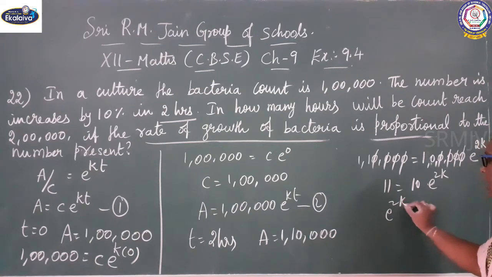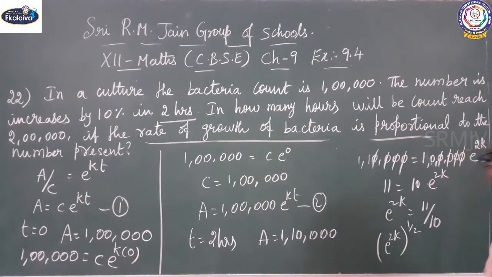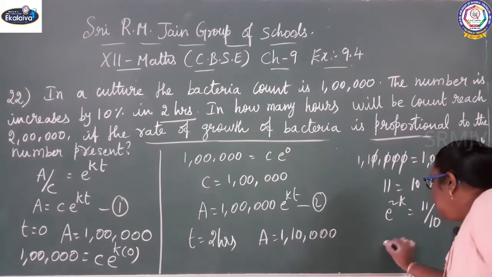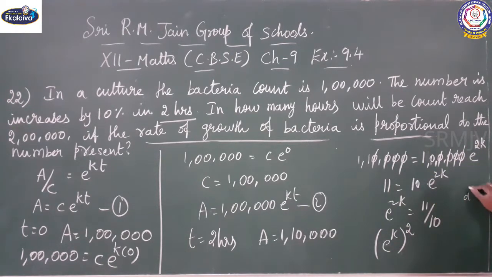E power 2k equal to 11 by 10. E power 2k, whole power 1 by 2, is e power k the whole square. That is, a power m whole power n equal to a power mn. So e power k the whole square equal to 11 by 10.